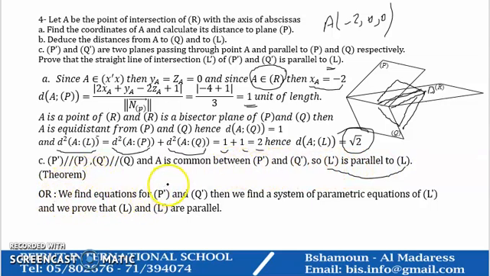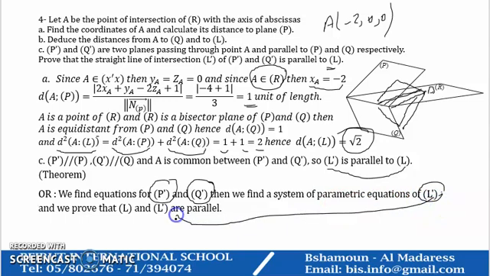Or simply we can determine the equation of the plane P prime and the equation of the plane Q prime. We can determine the system of parametric equations of their line of intersection, and we can deduce in this case that their director vectors are collinear, so they are parallel to each other.